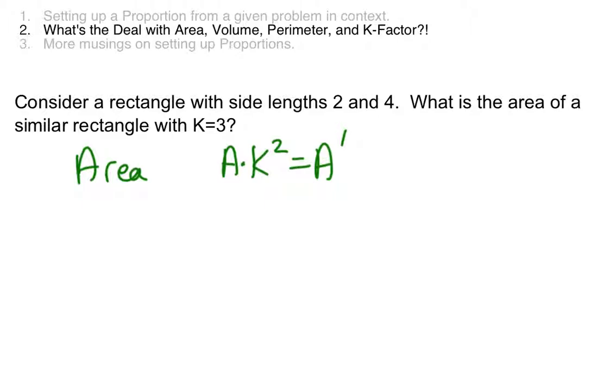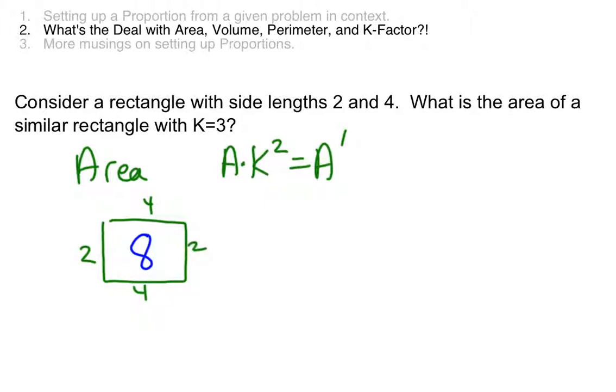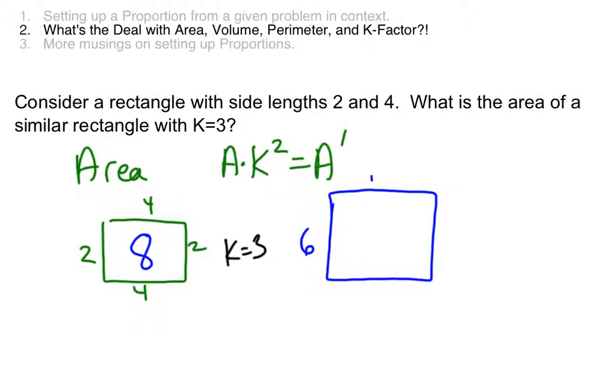Let's call it A prime. So if I have this rectangle with lengths 2 and 4, the area of this will be 8. The K factor is 3. That's an important thing to know because that's going to define the size of my larger rectangle, which I shall make in blue. That'll be 6 and 12. So the area in this particular case would be 6 times 12, which is 72.